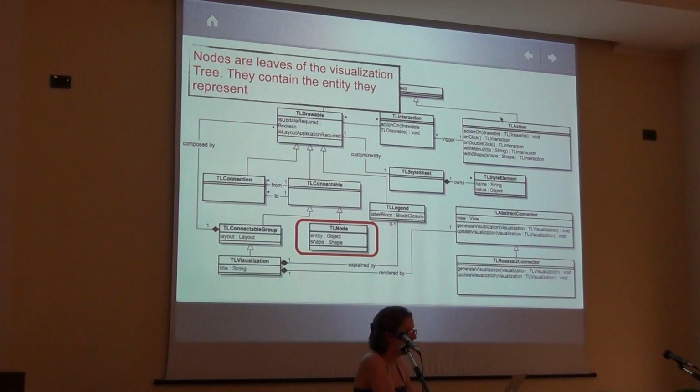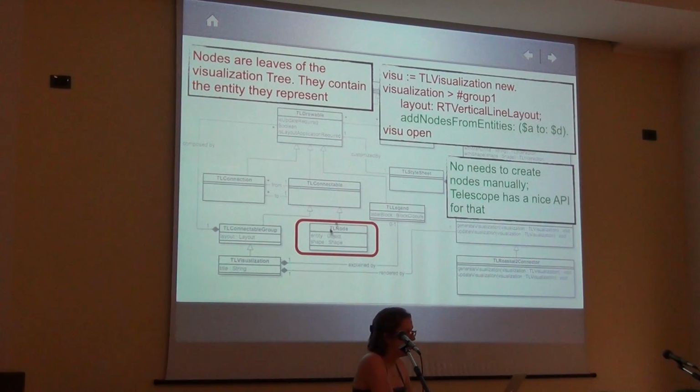Okay. And after that you have the nodes that are leaves of the visualization tree, and they contain the entity that they represent. So here we add the nodes from A to D, and we don't create the nodes manually. We just add them to a group, and the API does it for you.